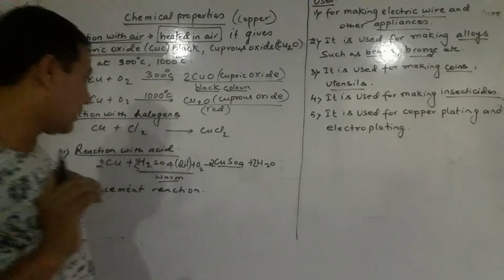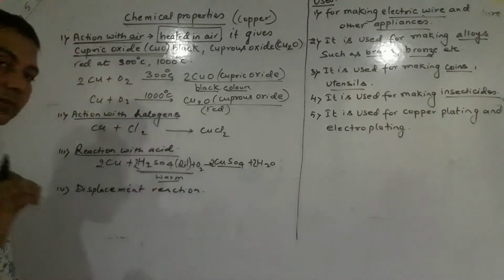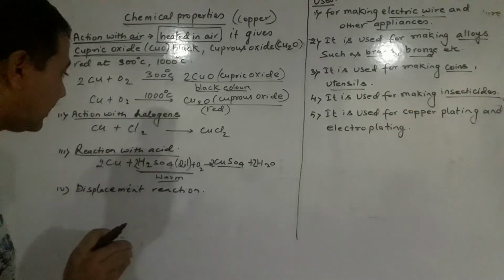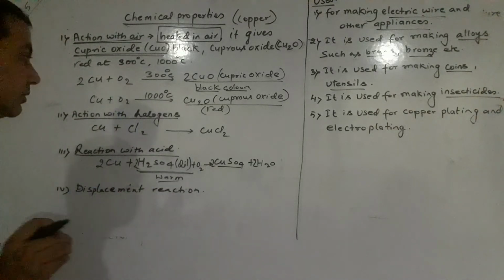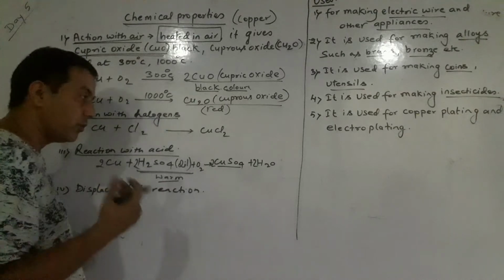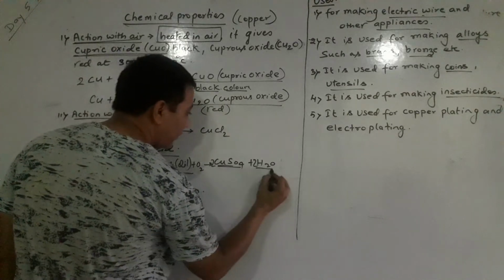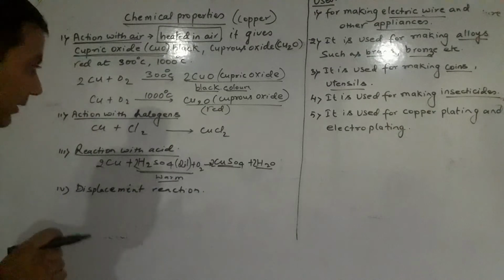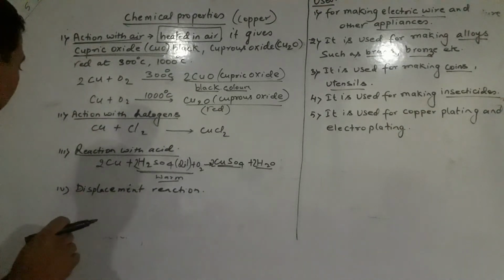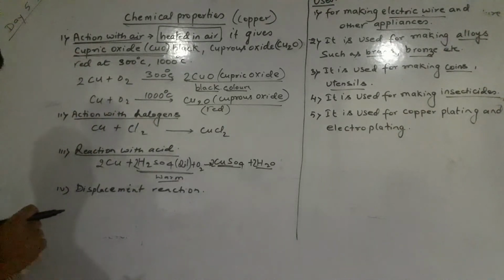Warm dilute hydrogen sulfate acid, if we react it with copper in the presence of oxygen, copper sulfate and water are formed. That is, metal oxides and water will be produced.